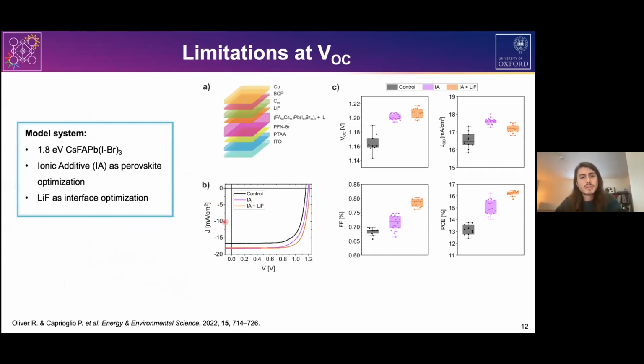This is a recent publication where we chose a 1.8 eV model system perovskite, and we modify the perovskite itself using an ionic additive inside, and we improve further the interfaces using lithium fluoride. We decided to work on this system mostly to investigate the improvement in the VOC and to understand the losses that are related to such devices.